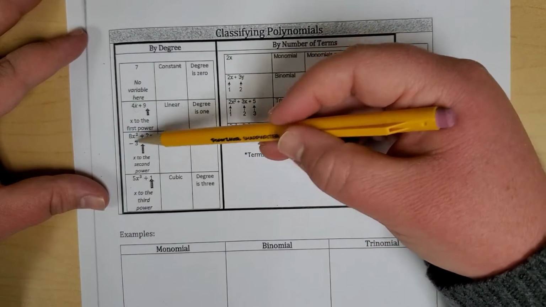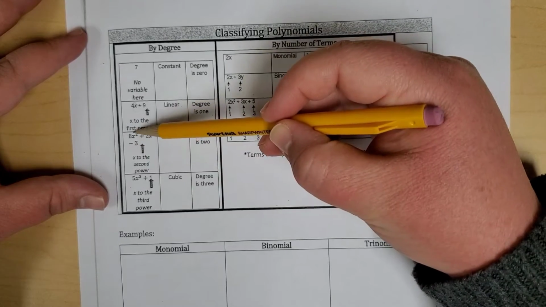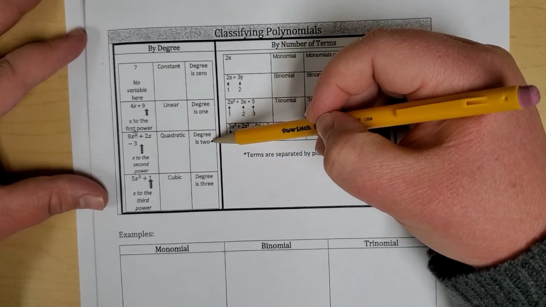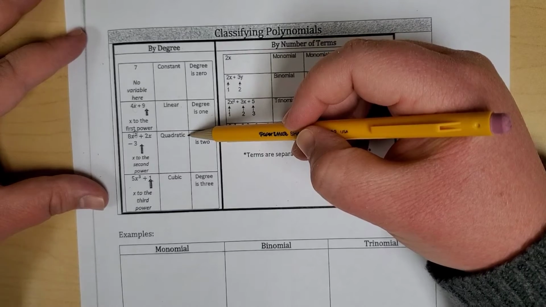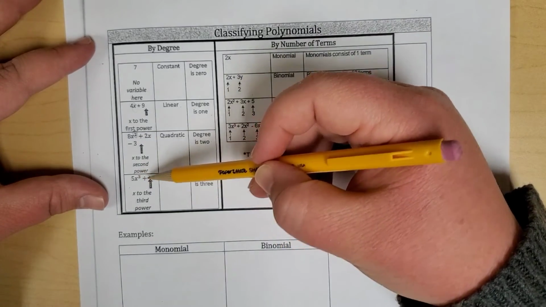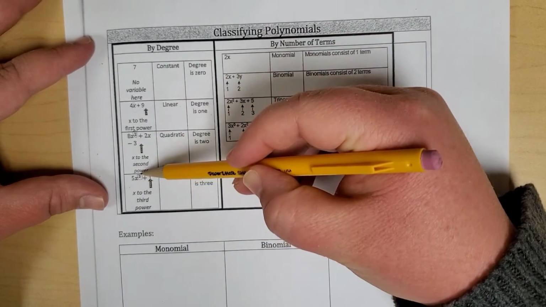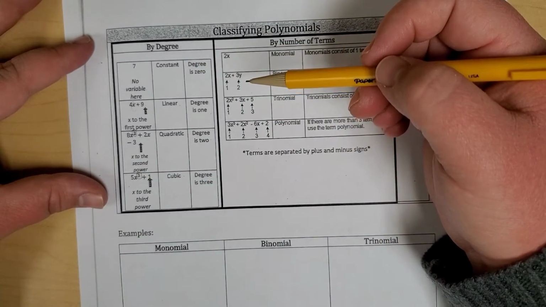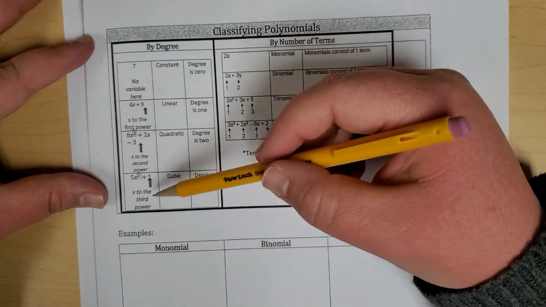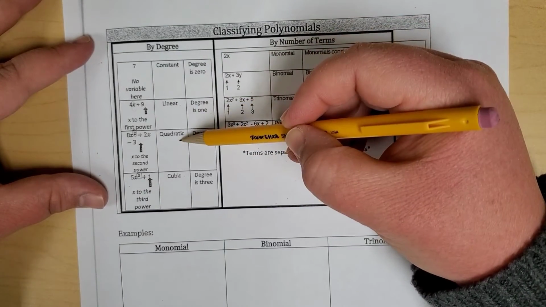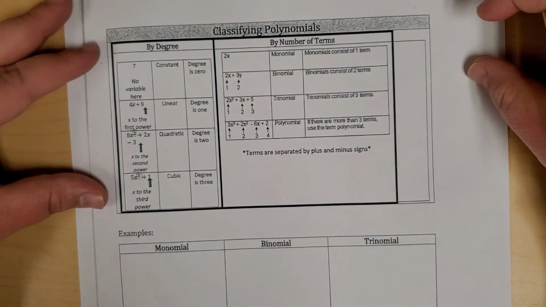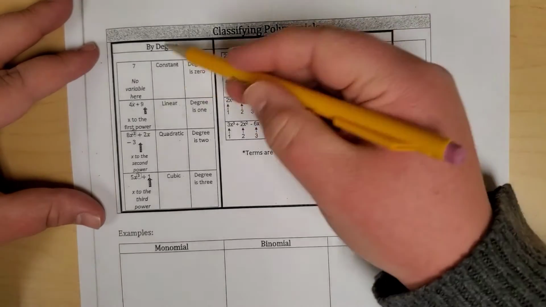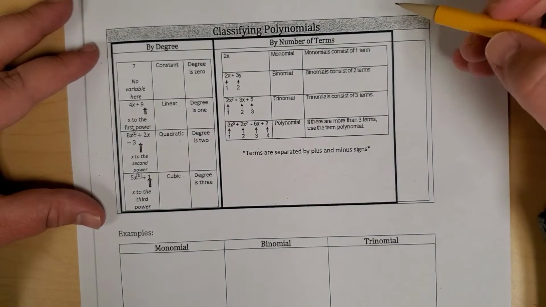8x squared plus 2x minus 3, the biggest exponent is 2. Therefore, the degree is 2, and we call that a quadratic. 5x to the third plus 1, the biggest exponent is 3, and that is called a cubic function. It means the degree is 3. So, you have heard of these 3 words before. I don't think we have talked about cubic before, but these 4 words are all used to describe polynomials.